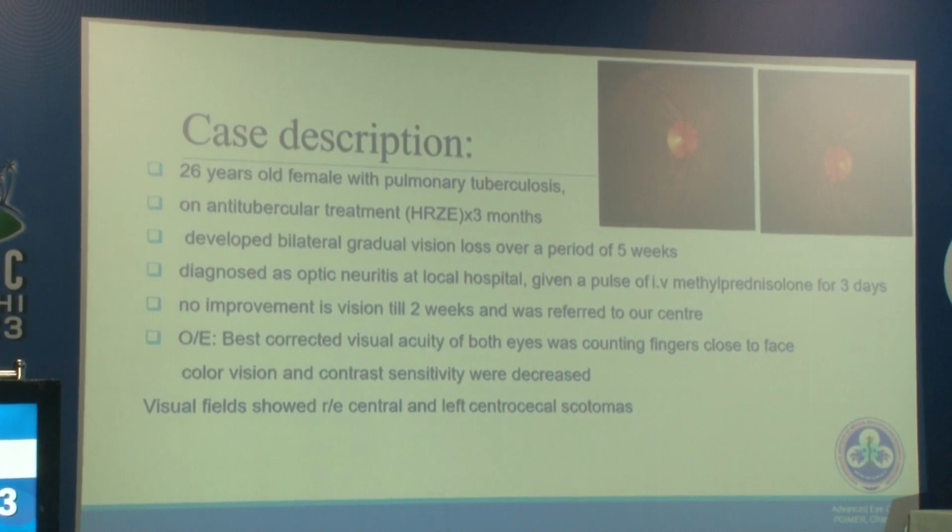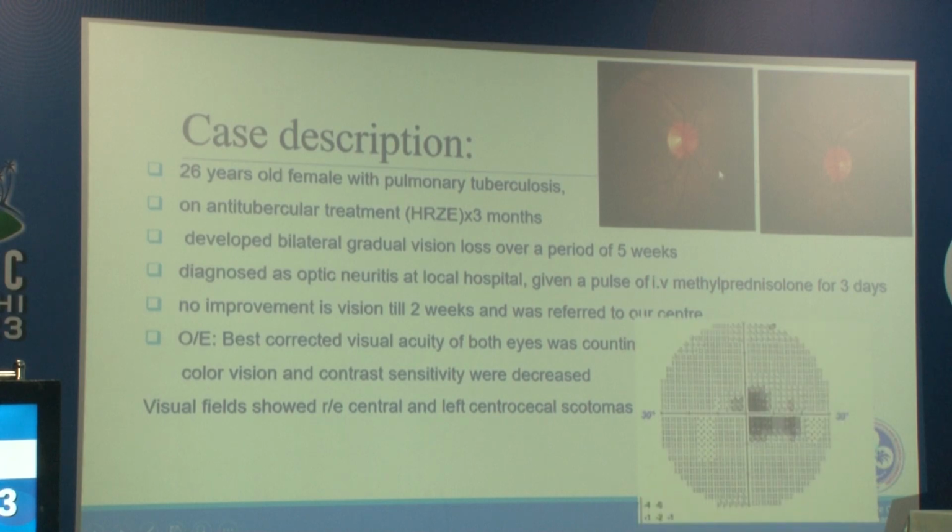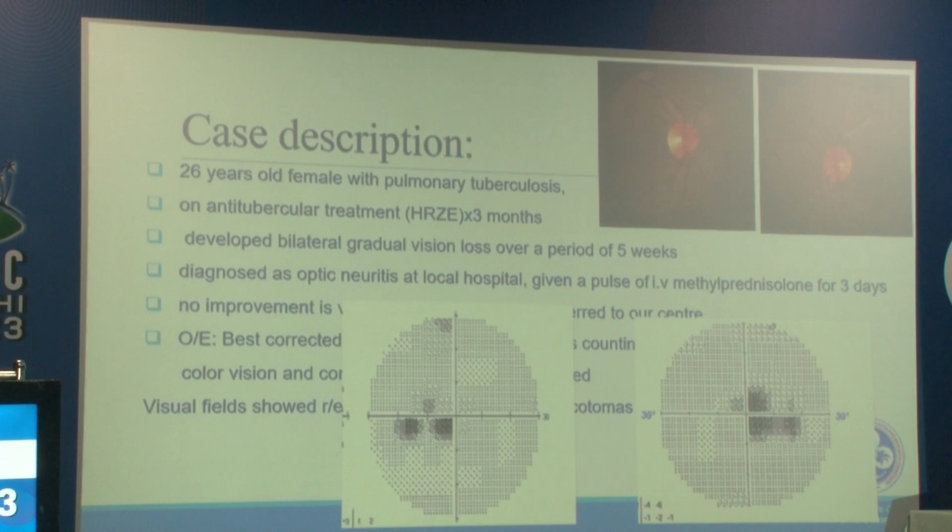So when she presented to us, she had a vision of finger counting close to face. Her color vision and contrast sensitivity were decreased. If you see here, these are the discs when she presented to us, and there is a little hyperemia of the disc if you notice here and here, but otherwise the vessels are fairly well delineated. When we did a visual field, besides the color and contrast, what we can see here are the cecocentral scotomas in both the eyes. The left one is really worse as compared to the right eye.